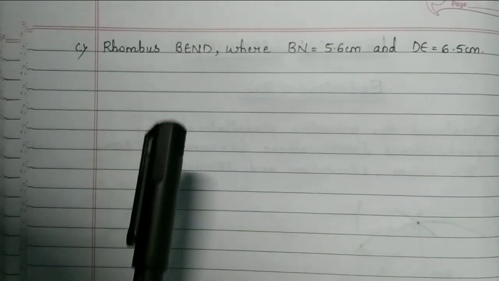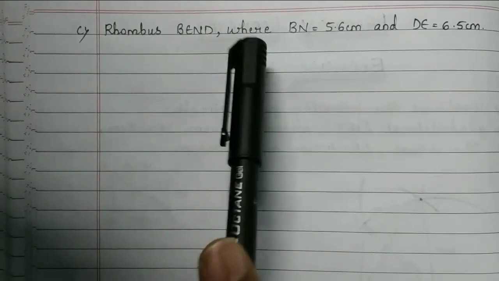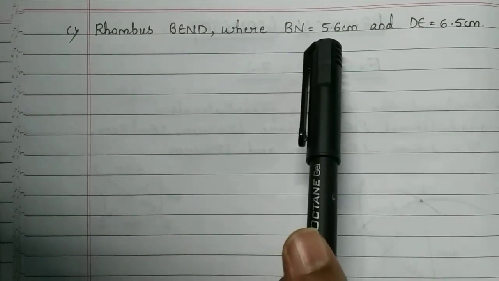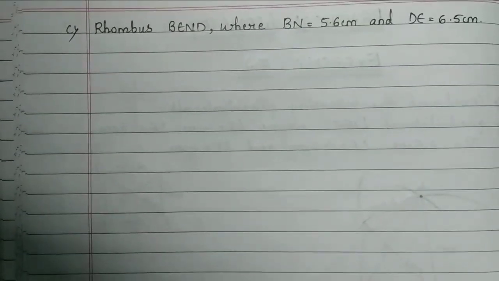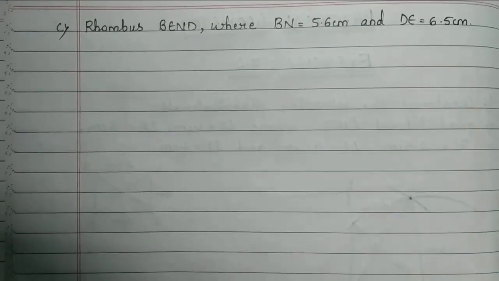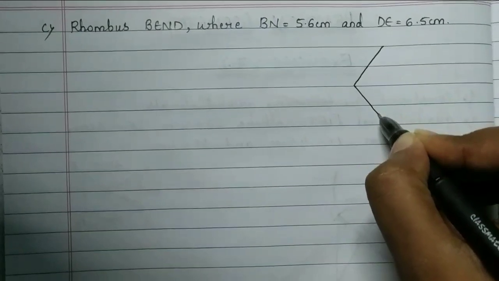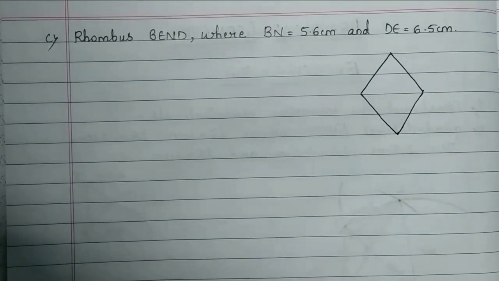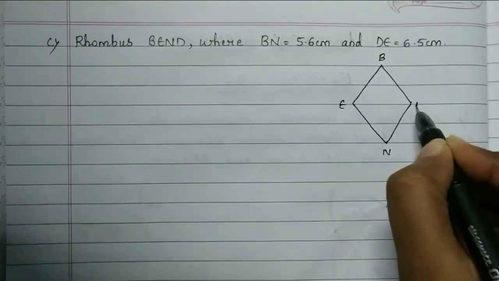So next is the third question, which is the last question of this exercise. We have to construct a rhombus BEND where only two things are given, that is BN is equal to 5.6 centimeter and DE is equal to 6.5 centimeter. So in the last video we have noticed that a rhombus is in the shape of a diamond. So in the rough diagram we will just draw the shape of the diamond and we will name this as B, E, N and D.